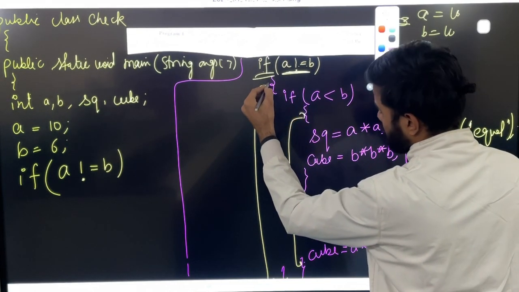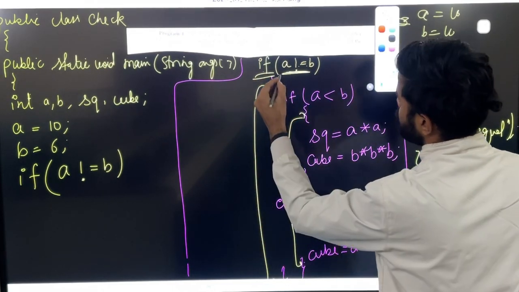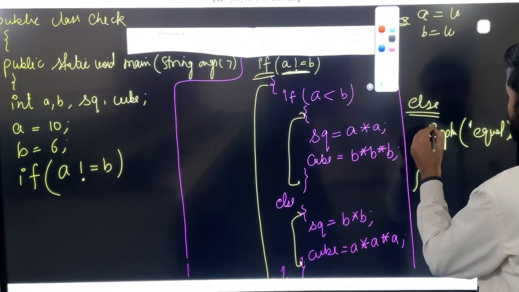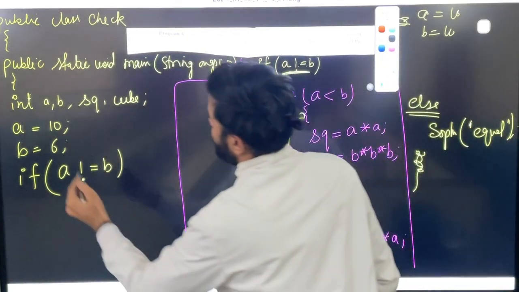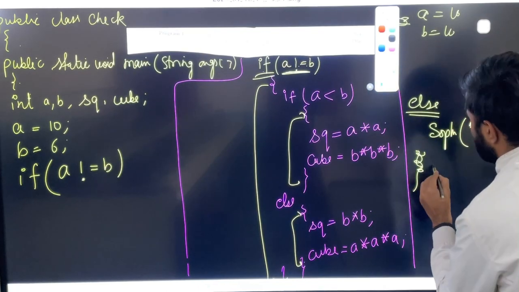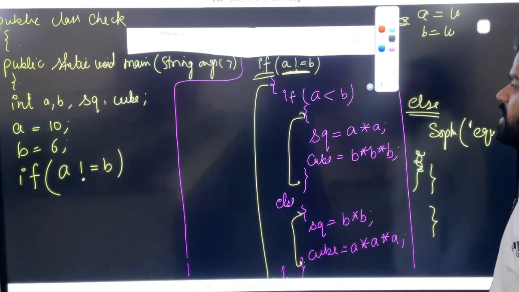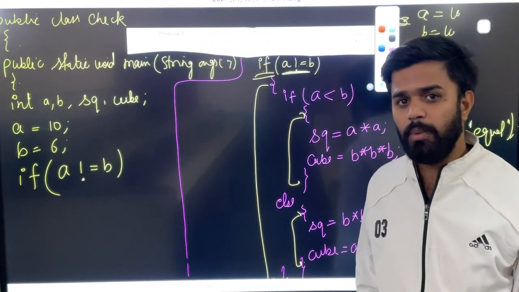Now this curly bracket closes. No need to close here. We are going to close these two curly brackets here and here. Is it clear, class? Have any problem?